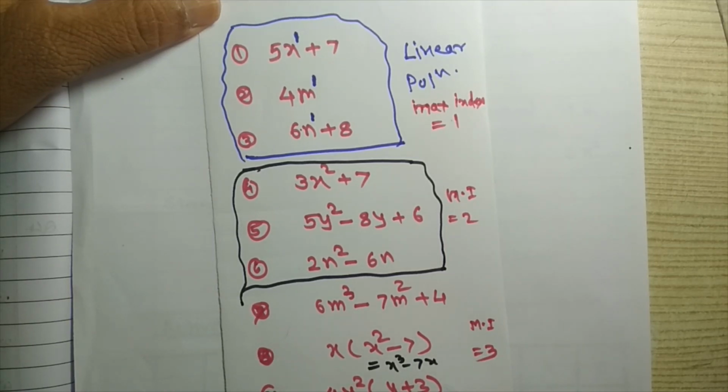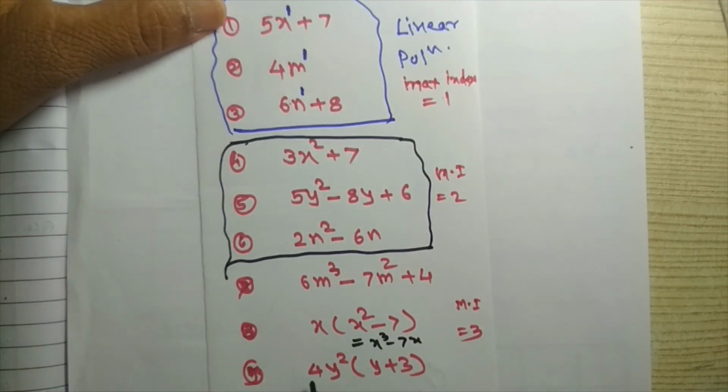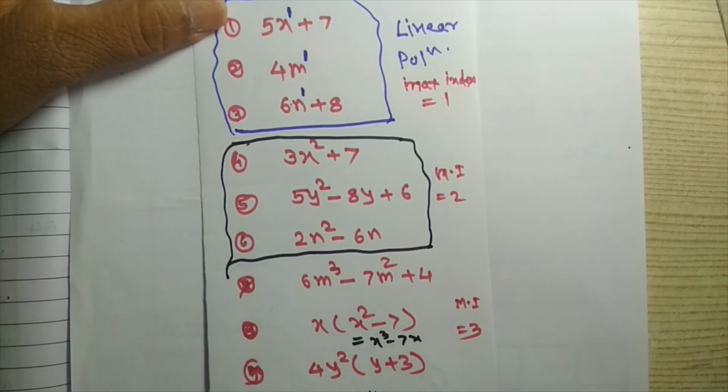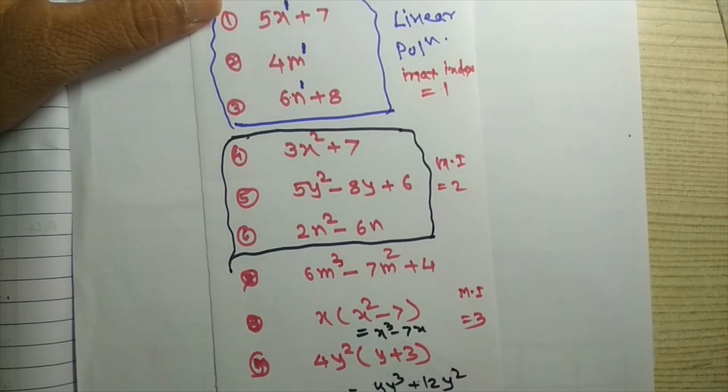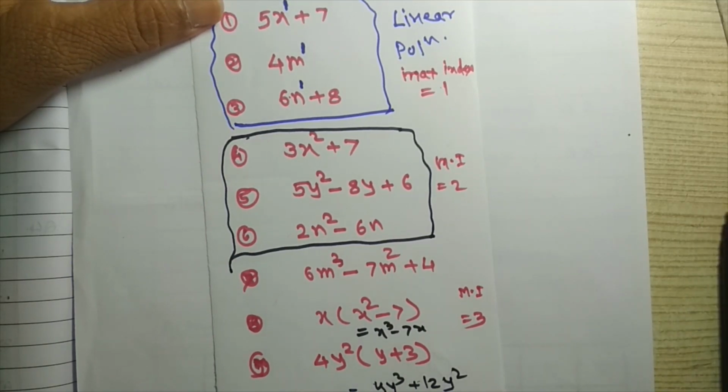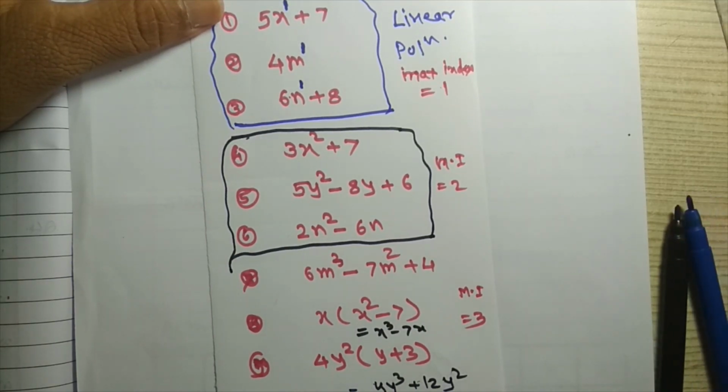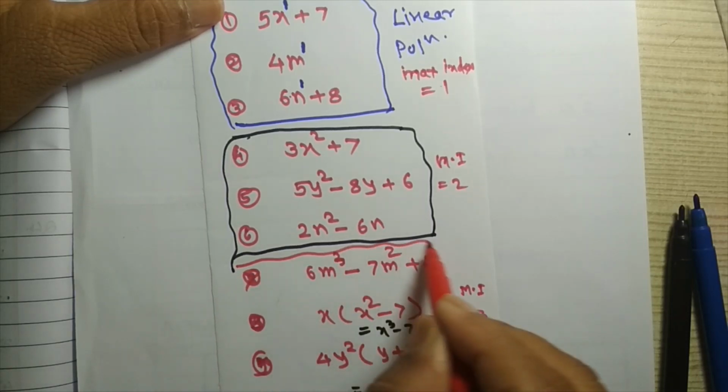4y square plus in bracket y plus 3. It means 4y cube plus 12y square. Okay. In this case also the maximum index will be 3.